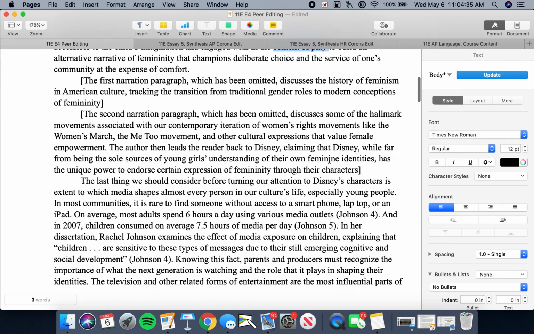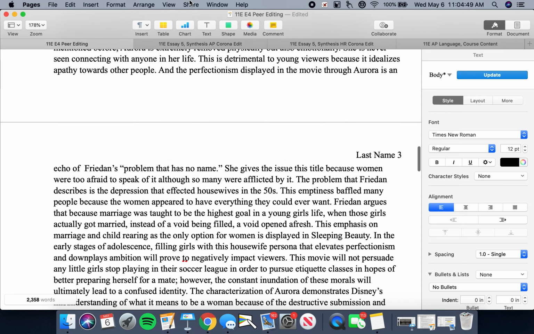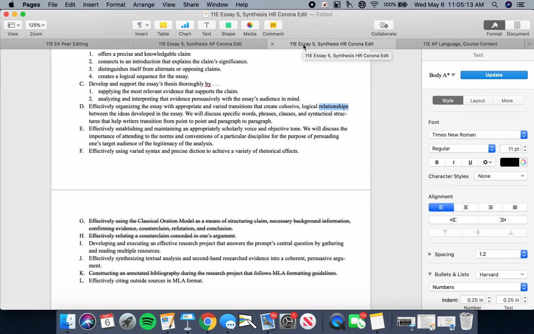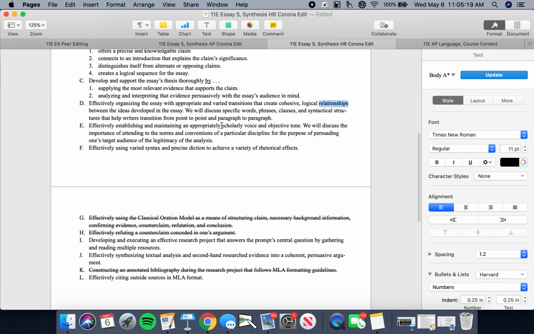Okay, so all of this is established in our line of reasoning. We don't have those paragraphs. I've just cut them off and summarized them for you. And it leads to our conclusion, which simply reaffirms this thesis and summarizes the line of reasoning used to illustrate its validity. So, has this student developed a logical organizational pattern that builds to and reflects the assertion made in the central claim? The answer to that question is yes. They have done so very well by the standards of an introductory college level writing class, the AP, or a junior level high school writing. So this has been an excellent line of reasoning and certainly deserved the A that it received.